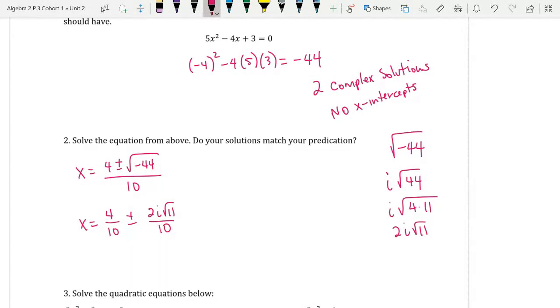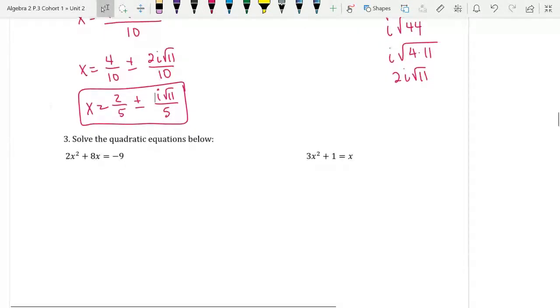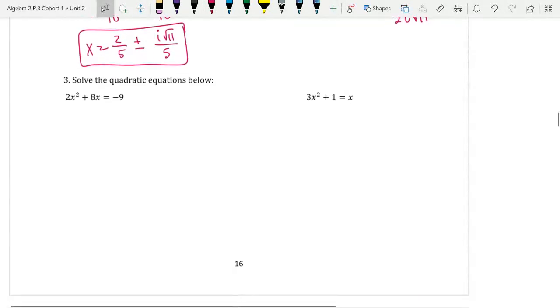And then I can simplify. 4 tenths is really the fraction 2/5. 2 divided by 10 is 1/5, so I have 1i square root of 11 over 5. That's an i. So essentially, when I'm asking you to do a quadratic formula question, you should probably figure out what the discriminant is first. It usually helps.